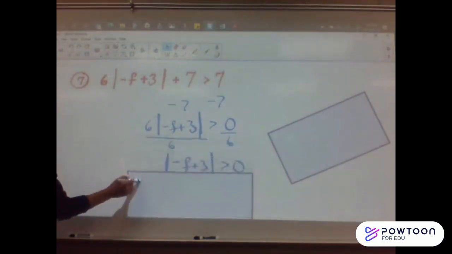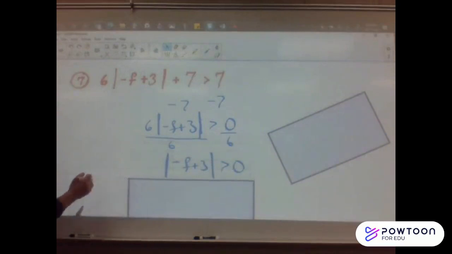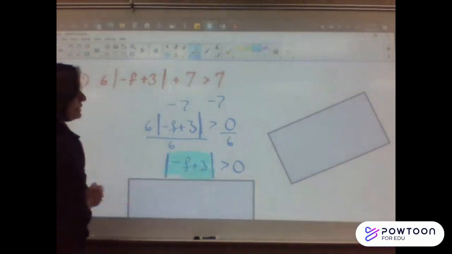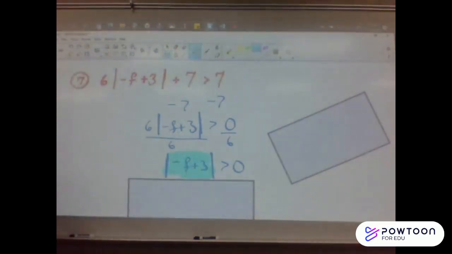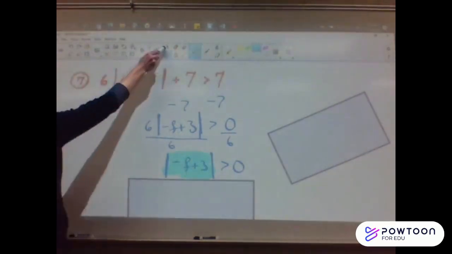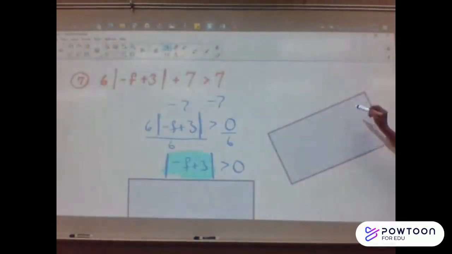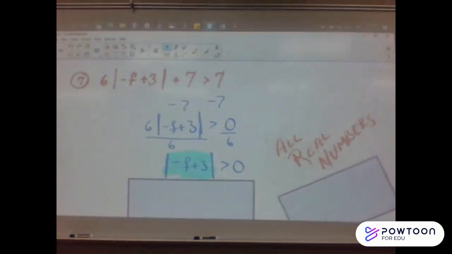Remember, 0 divided by 6 is 0. And now we're left with this part where the absolute value is greater than 0. Since the absolute value always takes the positive value, that absolute value inequality will always be true. So my solution is all real numbers.